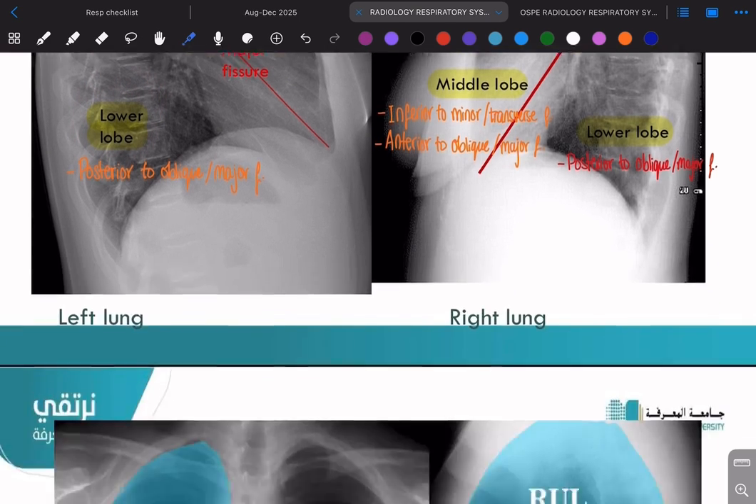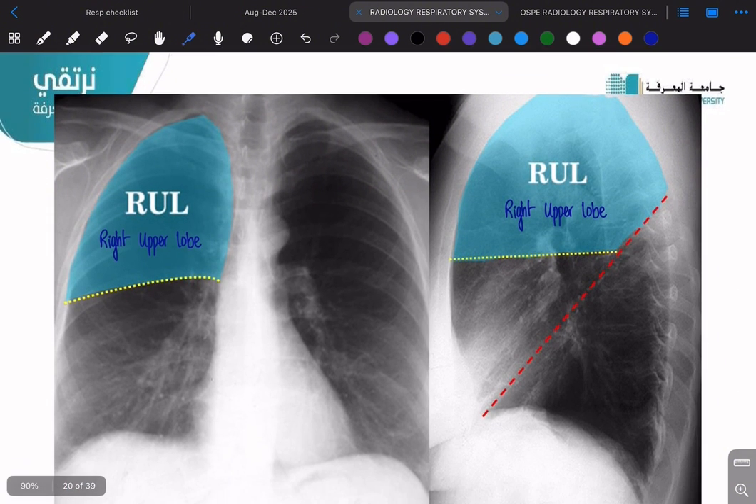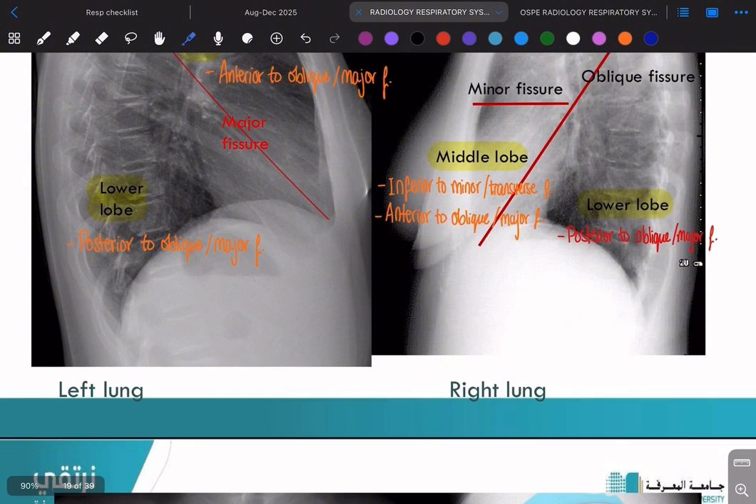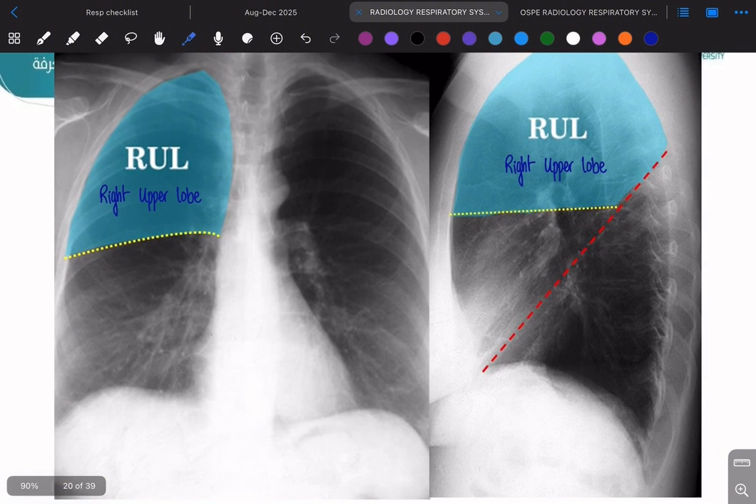But here we can see the images that we'll probably get in the OSPI. Okay? So in the OSPI, obviously there won't be any writing here, like this writing won't be here, but it's just going to have the blue shadow, and we have to identify which lobe this is. So how are we going to know? This is the lateral view as we saw here above. It's the same view, but this one is the PA view. Okay? This is the PA view.